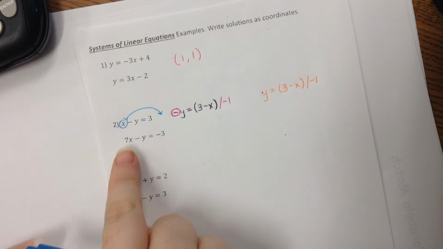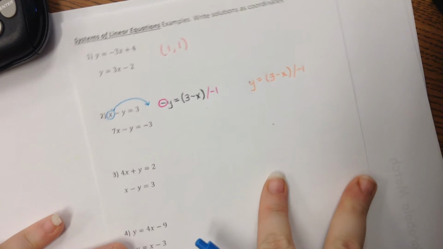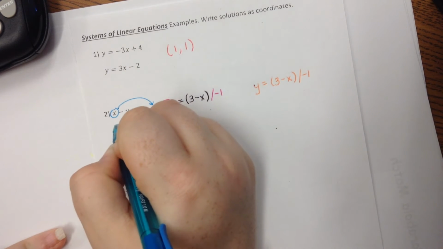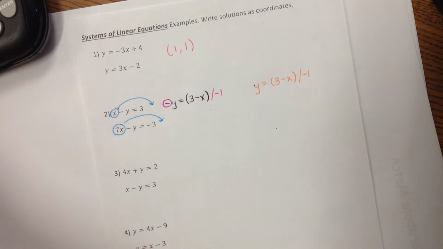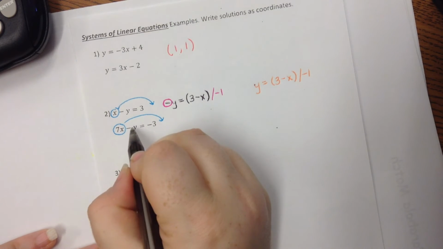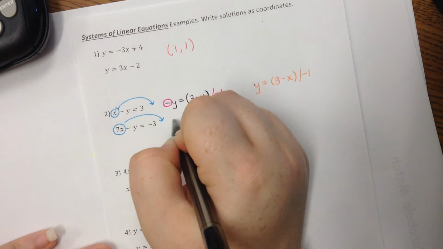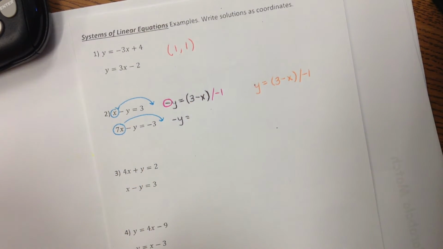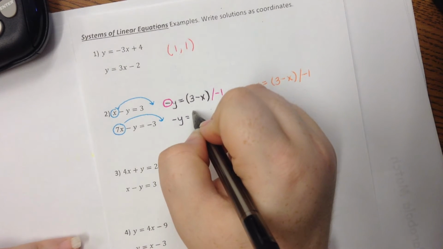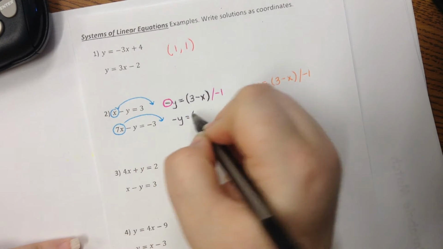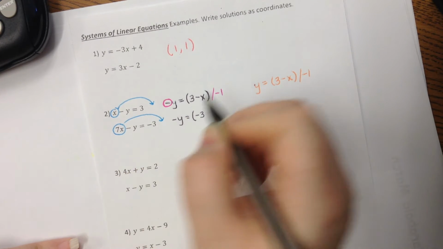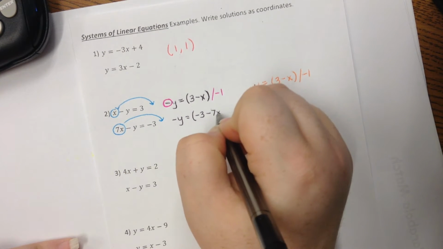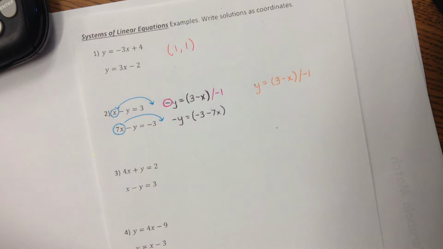I'm going to do the same thing with the second one. I can see that I have an x and a y on the same side, so I'm going to circle this 7x, and I know I have to move it to the other side. I rewrite what I have: the negative y equals. Again, the most crucial part is the parentheses. We still have a negative 3, and then we have a minus 7x because it moved to the other side. And I close that parentheses.